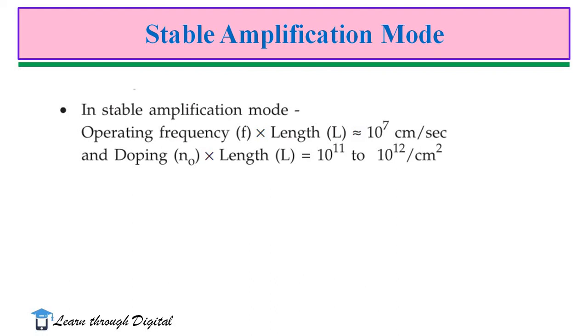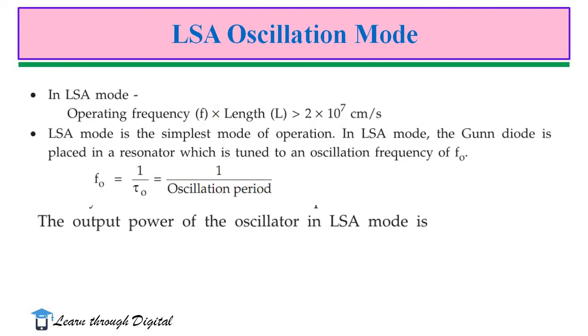Next mode is stable amplification mode. The product of operating frequency and length fL is equal to 10^7 cm per second, and the doping times length N0 L is 10^11 to 10^12 per centimeter square. And another mode of operation is LSA oscillation mode. This is the most important mode of operation for Gunn oscillator, as this mode gives high power.